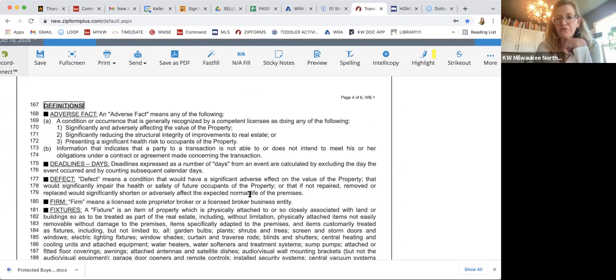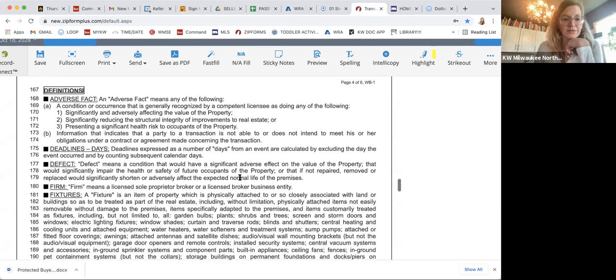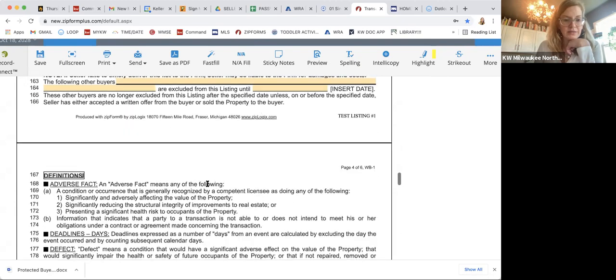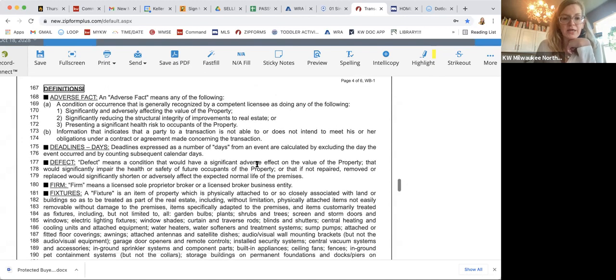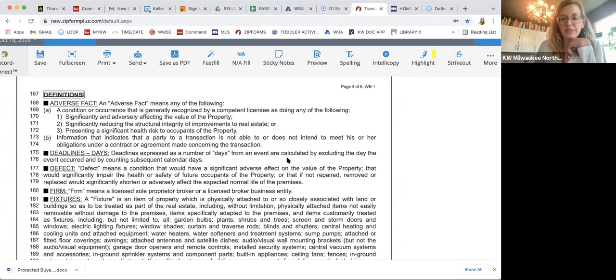All right, on page 4, we get into definitions. So adverse fact. An adverse fact means any of the following. A condition or occurrence that is generally recognized by a competent licensee as doing any of the following: significantly and adversely affecting the value of the property, significantly reducing the structural integrity of the improvements to the real estate, or presenting a significant health risk to occupants of the property. So kind of mirroring the definition of a defect.